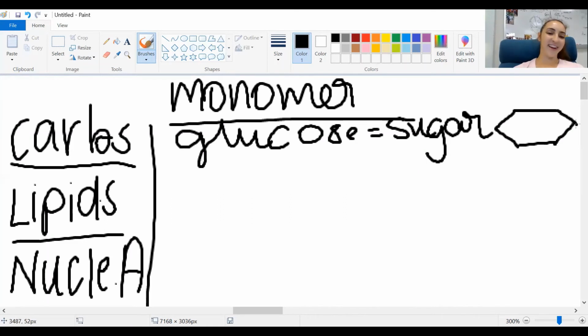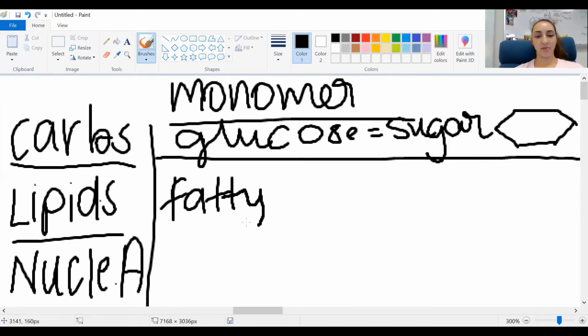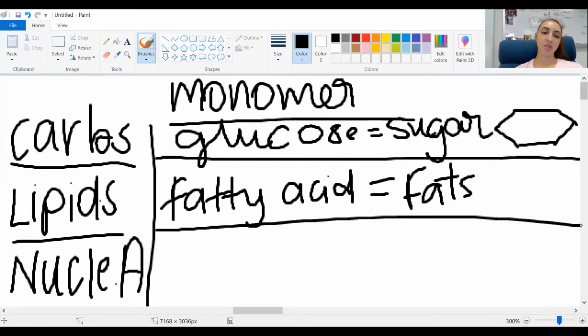Cool. All right, so lipids. The monomer, the individual blocks, is going to be fatty acids. Now, what does that sound like? What does fatty acids sound like? Maybe fat? These are fats, all right? Lipids are fats, okay? Nucleic acid is going to be called nucleotides.